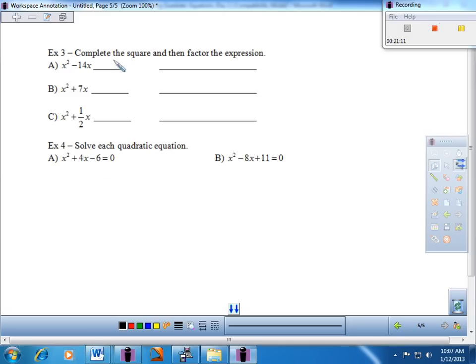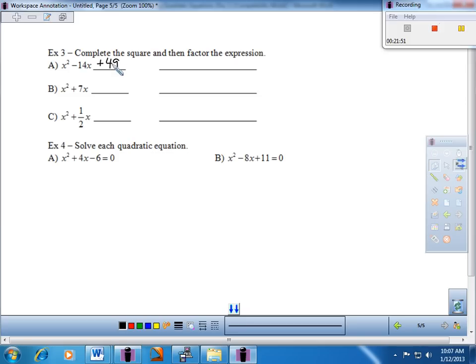So let's go for it. What goes in the blank to complete the square? Everybody, if you need to, grab a calculator, but you take the b value and you divide it by 2. So negative 14 divided by 2 is negative 7. And then you square negative 7. Don't forget, when you square a negative, it still turns out positive. So it's always going to be a plus, always. So plus 49.